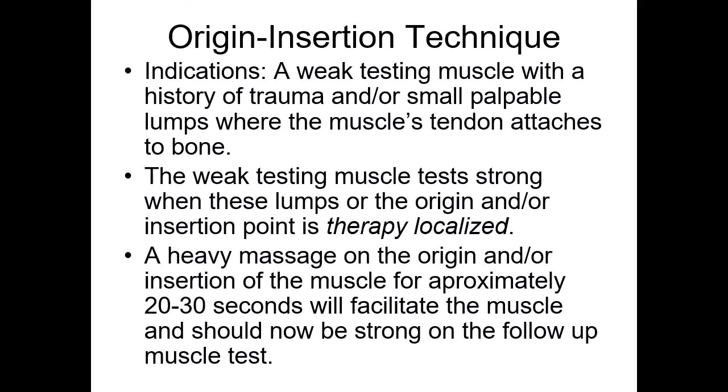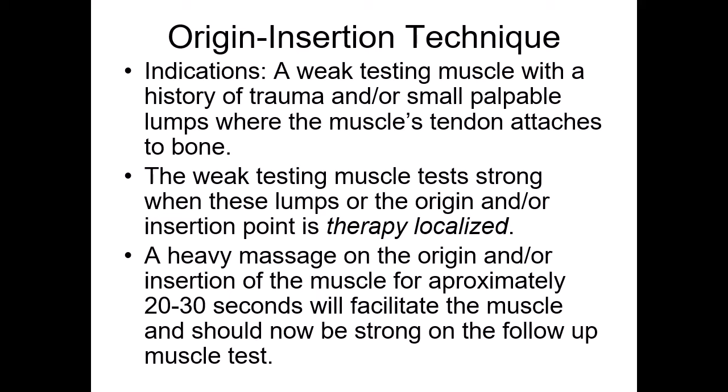Indications for the origin insertion technique will include a weak testing muscle with a history of trauma and/or small palpable lumps where the muscle's tendons attach to the bone. This weak testing muscle will test strong when these lumps, or the origin and/or insertion points, are therapy localized.